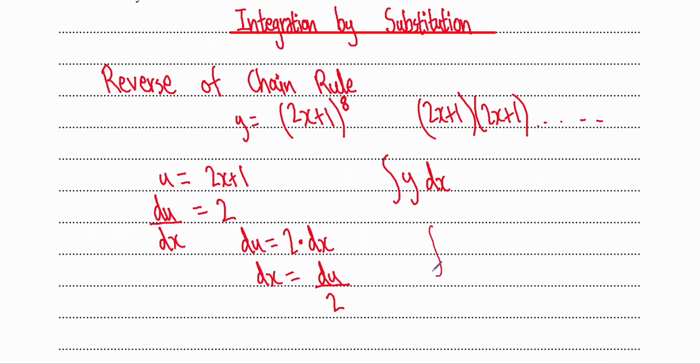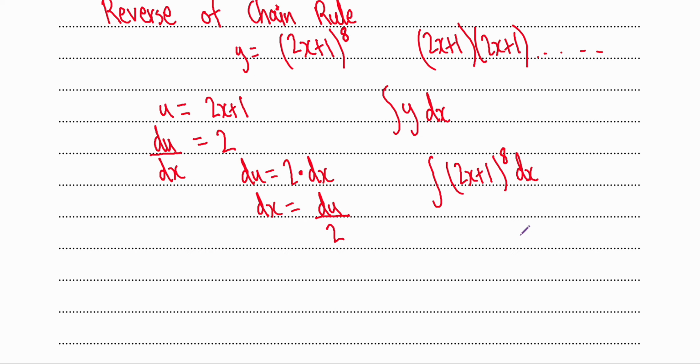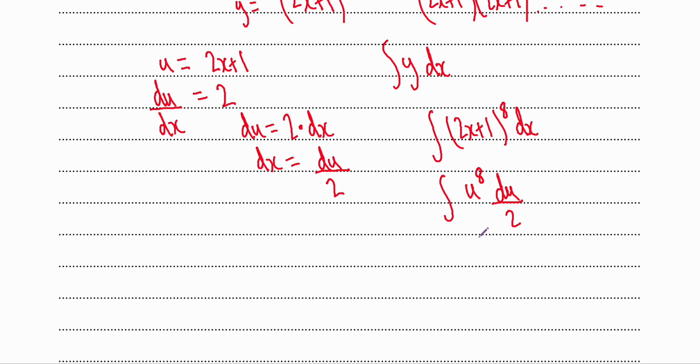So now this becomes, so you had the integral of y, which is 2x plus 1 to the power 8, with respect to x. But now, instead of x, let's use u. So now 2x plus 1 is actually u. So now you have the integral of u to the power 8. And now instead of dx, you have du over 2. Well, what can we do now? We can bring the half outside. So we have a half times the integral of u to the power 8 with respect to u.